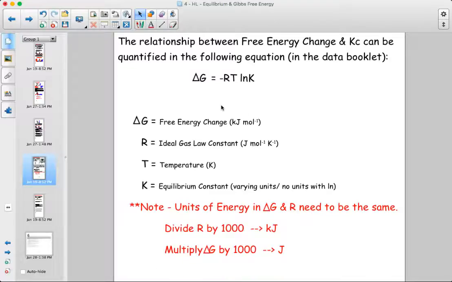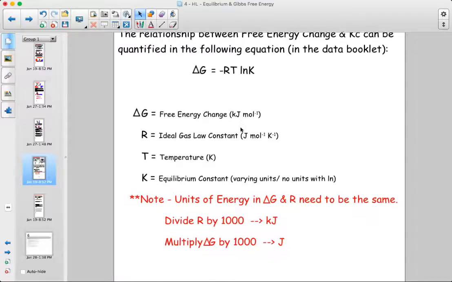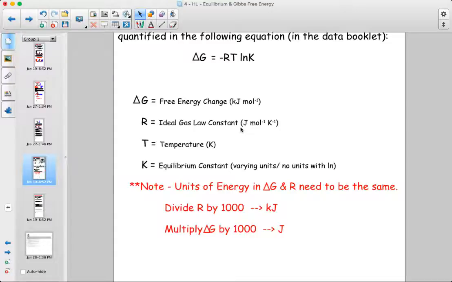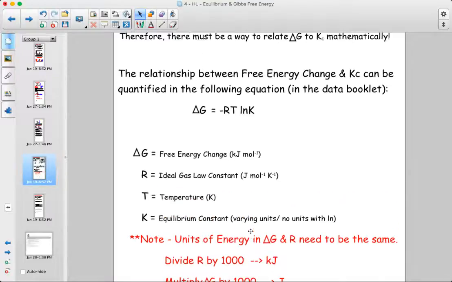The main thing to watch out for with this equation is that delta G's are generally listed in kilojoules, while R is listed with joules as the unit. And so you're going to have to do some sort of conversion with 1,000. So you either have to divide R by 1,000, or you've got to multiply delta G by 1,000 to make the energy unit consistent. But this equation allows the IB to test you on, can you go from a delta G value to an equilibrium constant, or can you go from an equilibrium constant to a delta G?